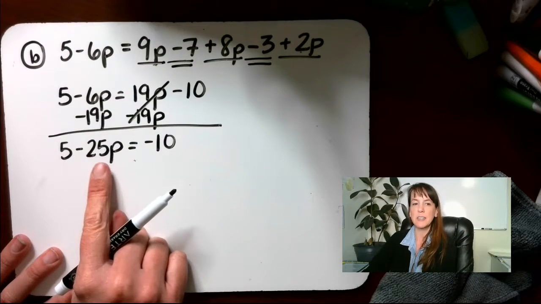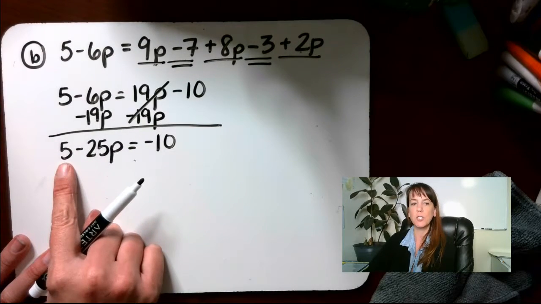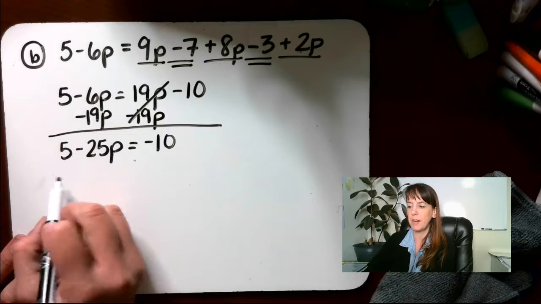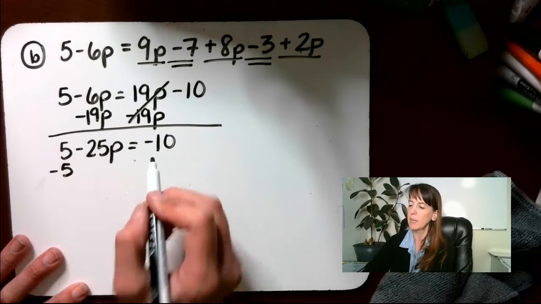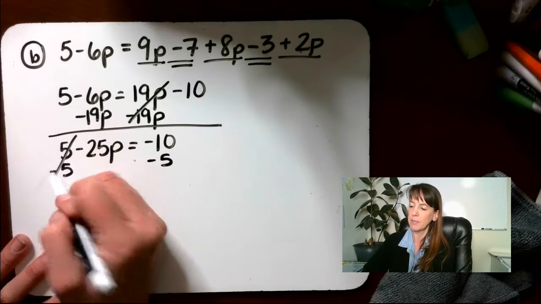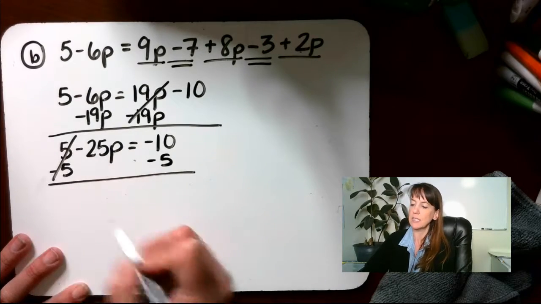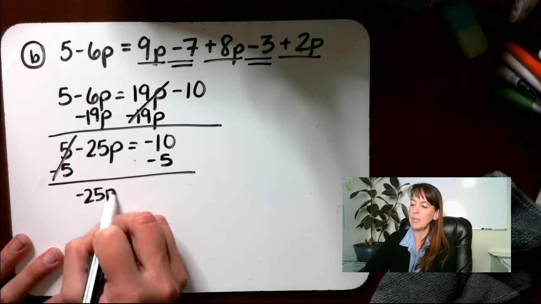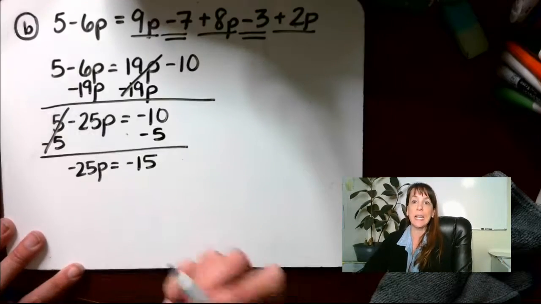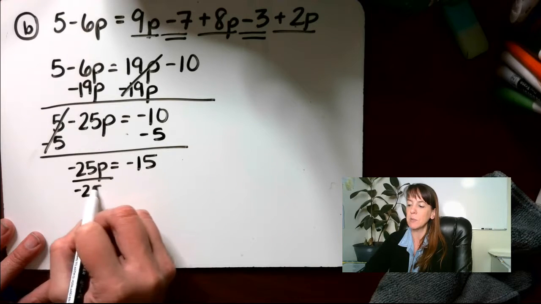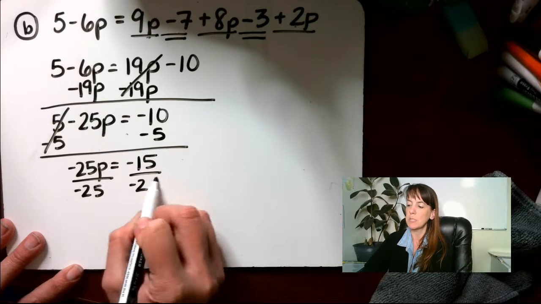Now we're in a position to get this chunk by itself, so we're going to move this chunk over. Notice it's a positive 5. We're going to minus 5 from both sides. Don't get confused with this one that comes after it. Negative 5, negative 5. Draw our line, cancel those guys out. Negative 25p equals negative 15. Again, we're going to divide by negative 25, divide by negative 25.